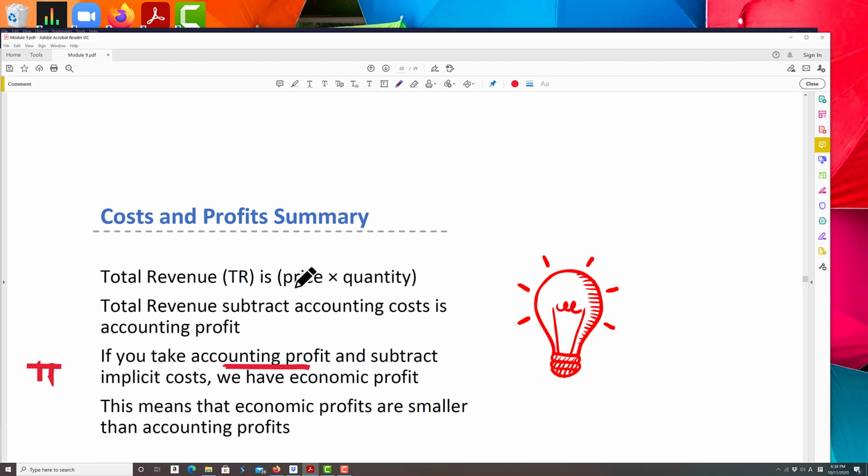Total revenue is price times quantity. Now, from total revenue, subtract accounting costs, we get accounting profit. Take the accounting profit and subtract implicit costs, we have what is called the economic profit. So economic profits are always smaller than accounting profits.